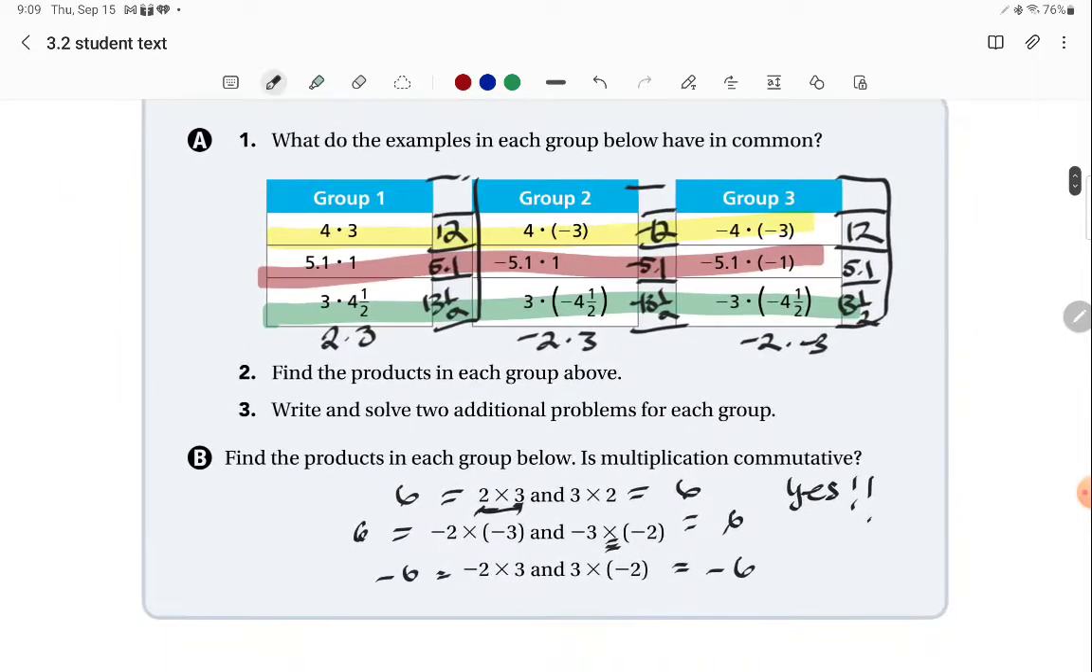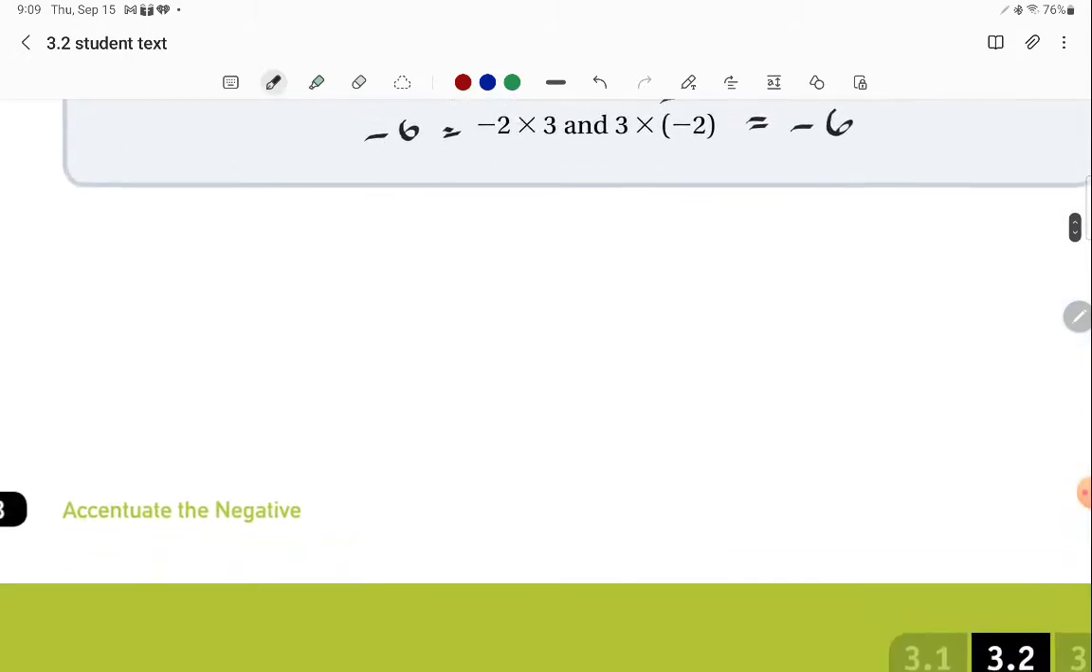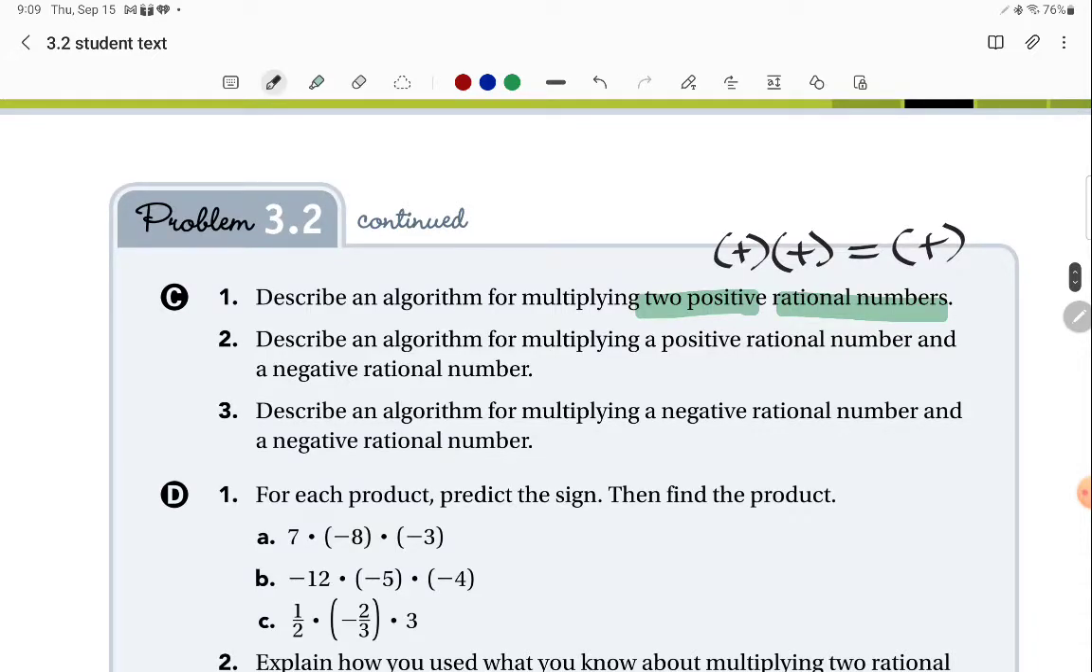We can look up here. Like group 1, these are all positives. Our product was always positive. So we're going to write those words out for that algorithm number. And go ahead and do 2 and 3. Pause the video, do those, and then come back.